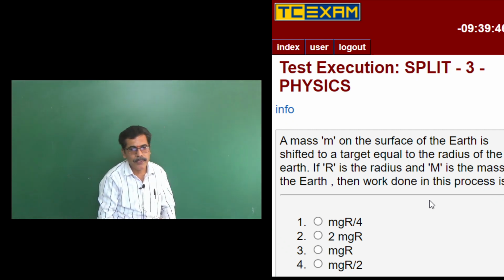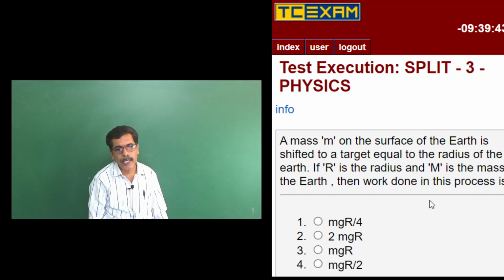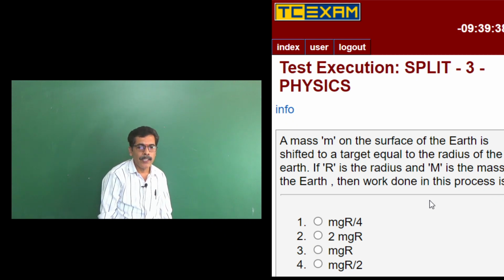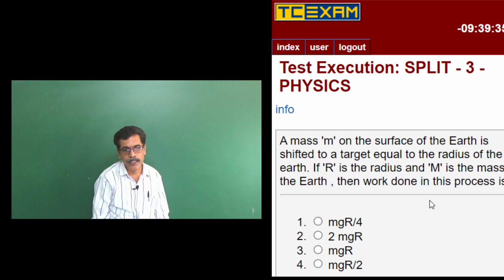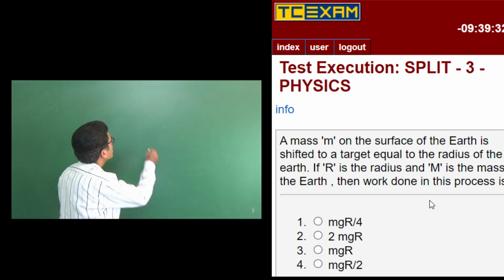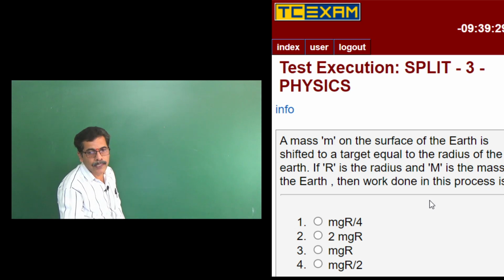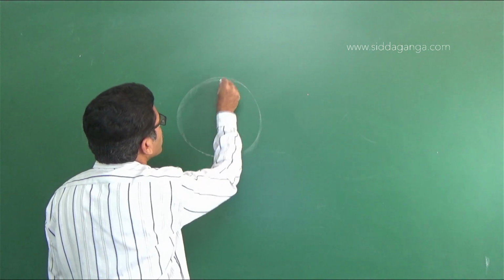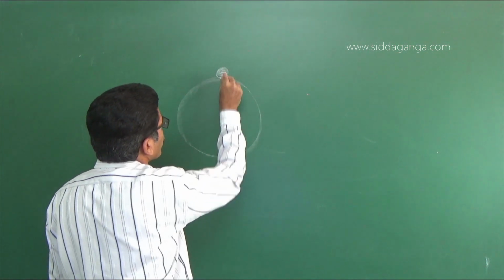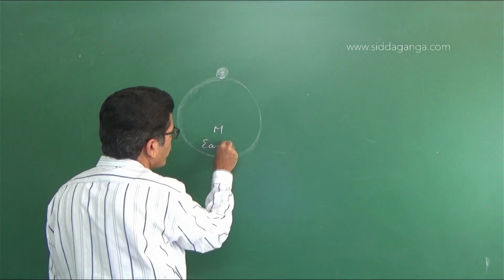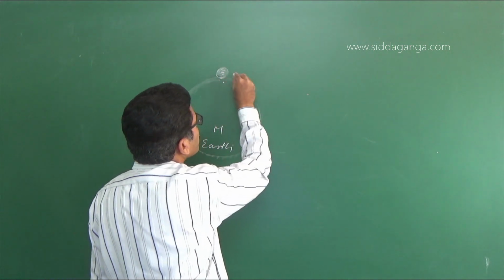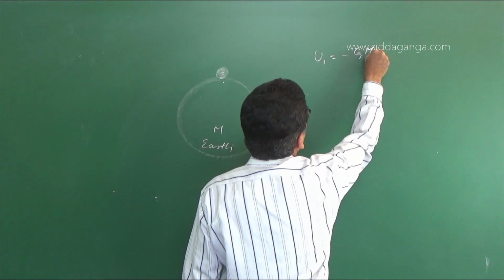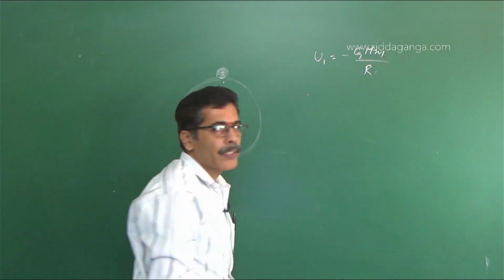Mass m on the surface of the Earth is shifted to a height equal to the radius of the Earth. If R is the radius and M is the mass of the Earth, the work done in this process is... Let me make you understand this. Let us consider the Earth. Here is the mass. What is the potential energy here? U1 is equal to minus GMm by R.